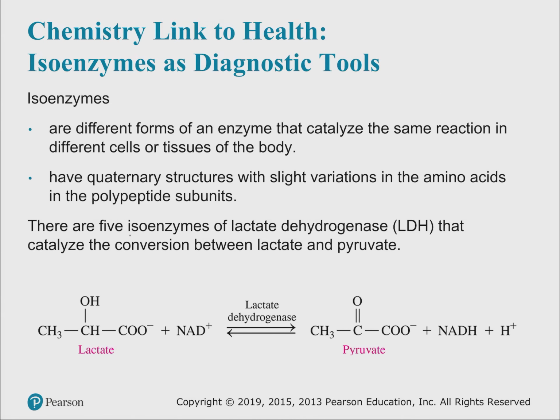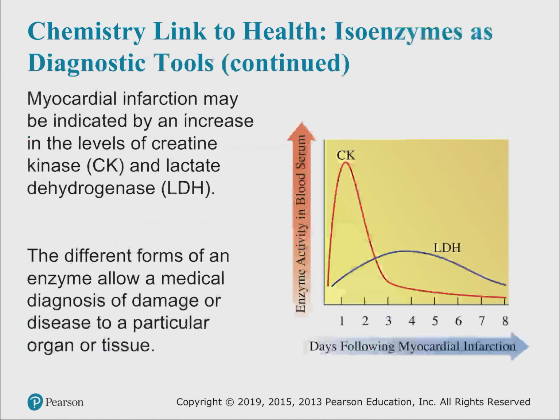One of the neat things about enzymes is that different parts of the body actually exhibit slightly different forms of the enzyme. We call these isoenzymes. So isomers of the enzyme, slight variations due to the amino acids. So for example, there are 5 isoenzymes of lactate dehydrogenase. And doctors are able to use which particular isoenzyme they find to indicate what parts of the body perhaps might have some damage. So this comes from the fact that when you experience myocardial infarction, there are a couple of increases that can be monitored, like the levels of creatine kinase and lactate dehydrogenase. Now for lactate dehydrogenase, the fact that different forms exist in different tissues allows them to diagnose different damage or disease to a particular organ.